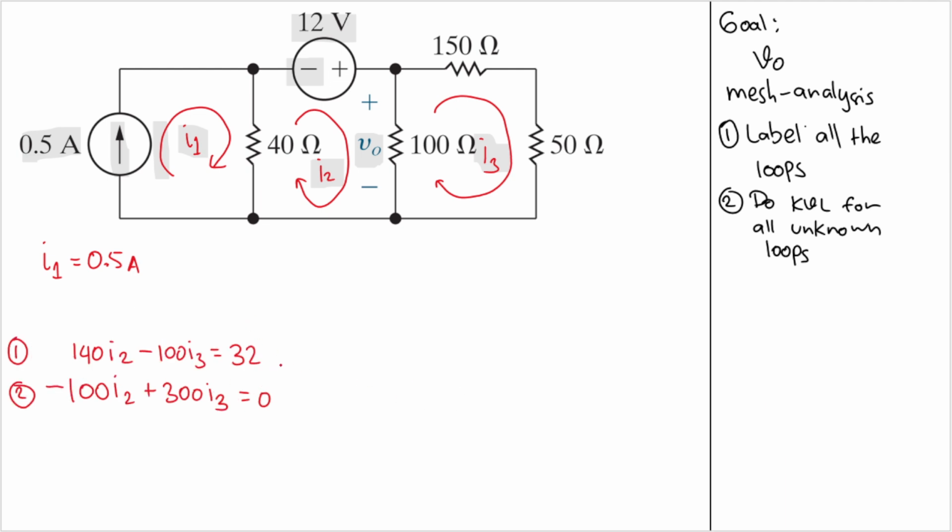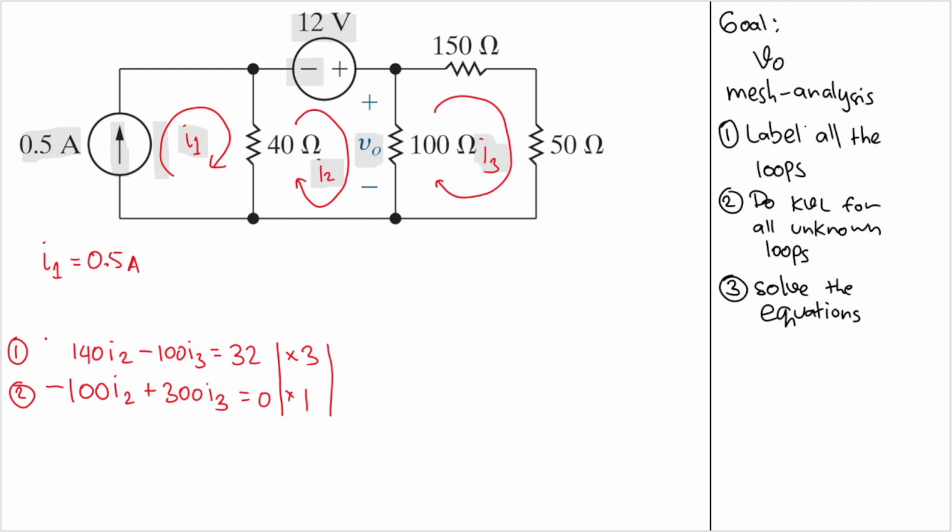Okay, now we need to solve the equation, right? Which is the third step of our analysis. Solve the equation. Okay, we have these two equations, and I think I will do elimination here by multiplying this by 3, and this multiplied by 1.